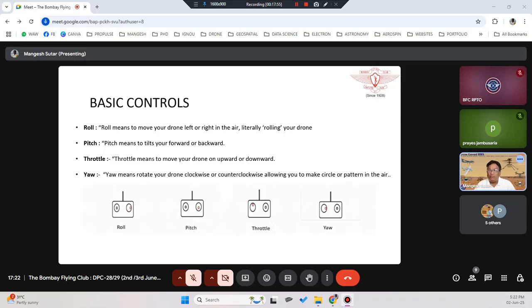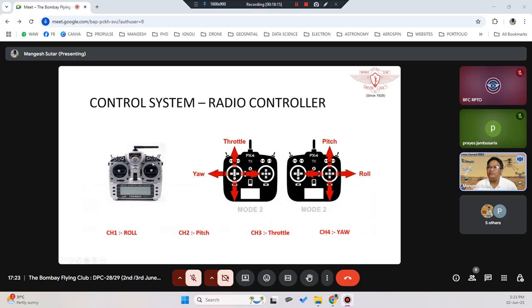Normally we use mode 2 when we are flying our drone, or our remotes are always designed for mode 2 configuration, unless we have a specific requirement for mode 1 or any other mode. But standard is mode 2 configuration. So you see this remote over here. Channel 1 is roll, channel 2 is pitch, channel 3 is throttle, channel 4 is yaw. On your right side you have roll and pitch, on your left side you have throttle and yaw. So clear on this? Do I need any further explanation? This is called mode 2 configuration.